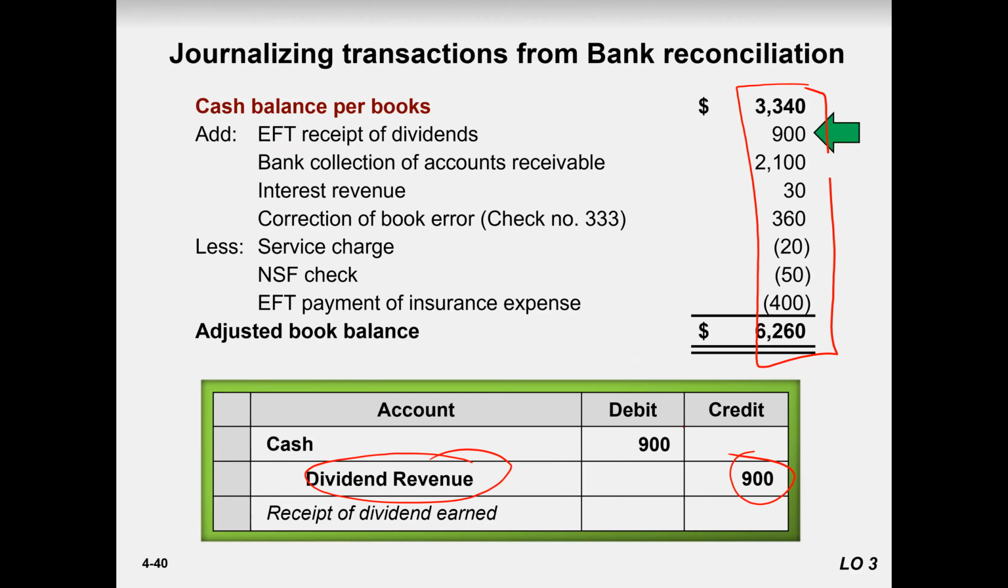Dividend revenue, because that is the missing information that we need to record it. Done. The second one is 2100.